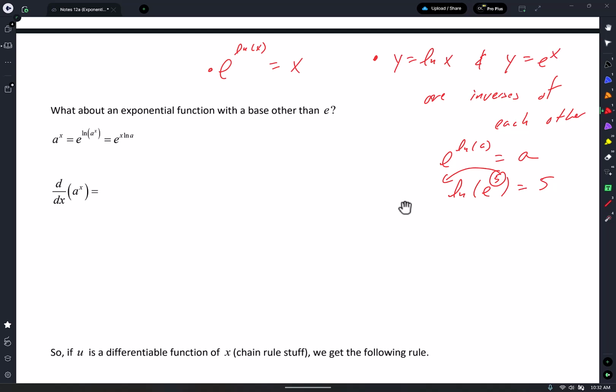These are all things from the past. Don't worry, we're going to go slow. Let's see, what else? ln of e is equal to 1. So we're not doing calculus yet. I'm just doing some properties.